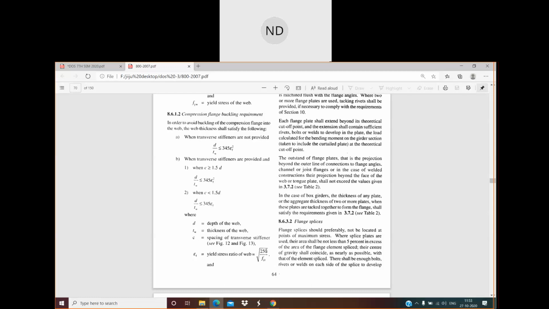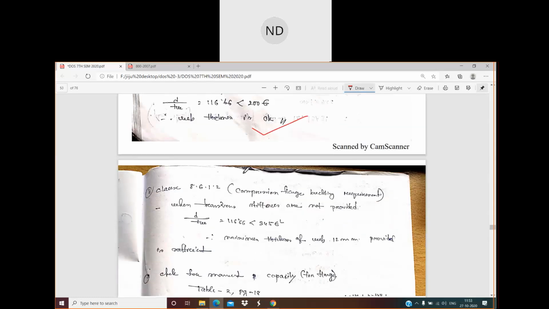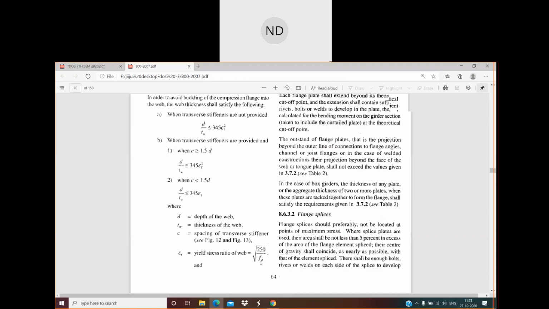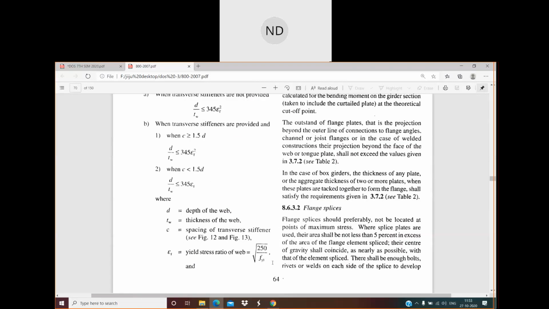Now, if we see here, d by tw was how much? 116.67. We had calculated this, and this is also less than our 345 epsilon f square. We know that epsilon f is root of 250 by Fy, which is our yield stress, and our yield stress is how much? 250. Obviously for Fe410 we have Fy to be 250, so this comes to be 1.